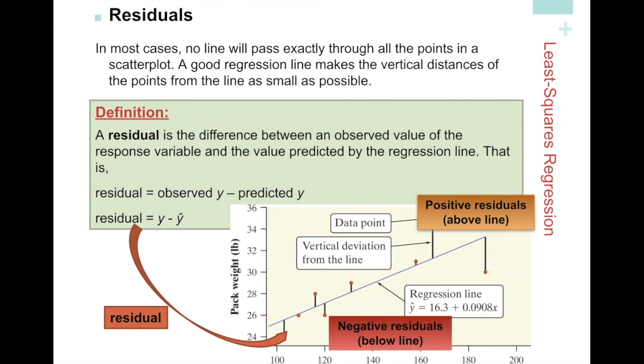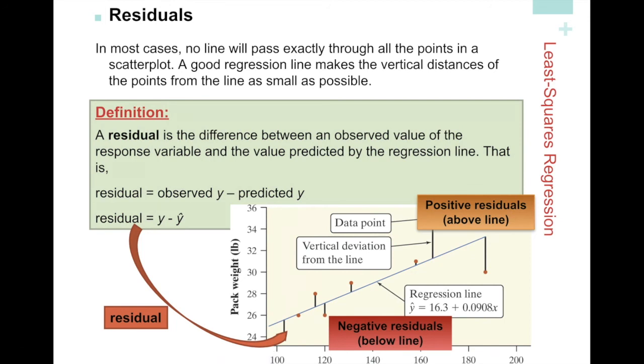So the error, what is called the residual, is y minus y hat. It is very important that you memorize the order. The order matters. It's y minus y hat, the actual minus the predicted, or the observed minus the predicted, not the other way around. That means that any of these points that are above the line are going to have positive residuals. Any points that are below the line are going to have negative residuals.